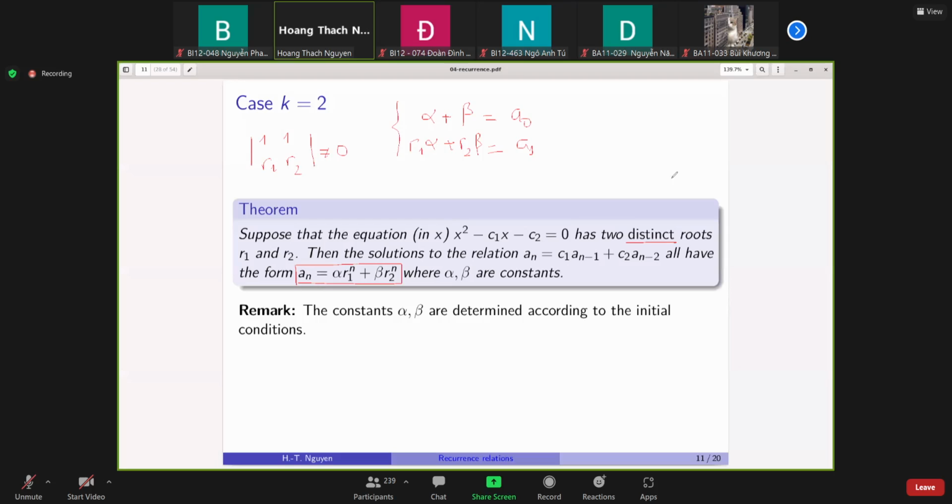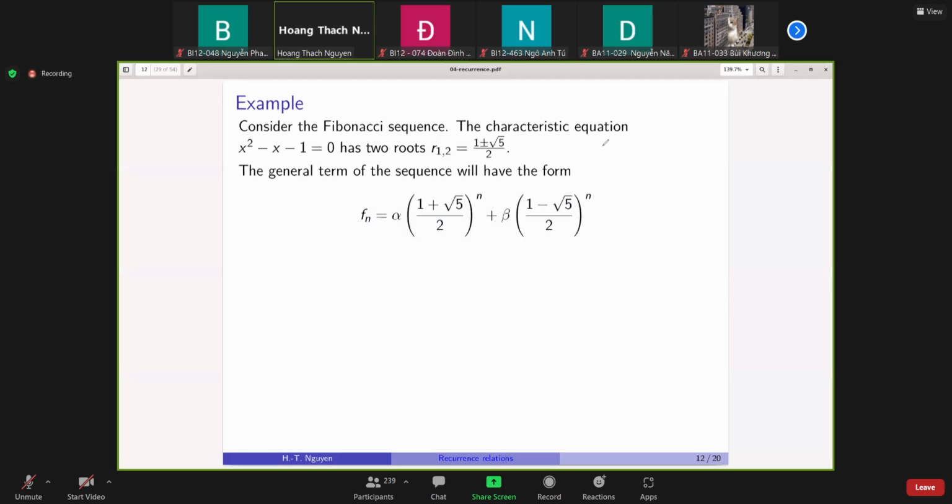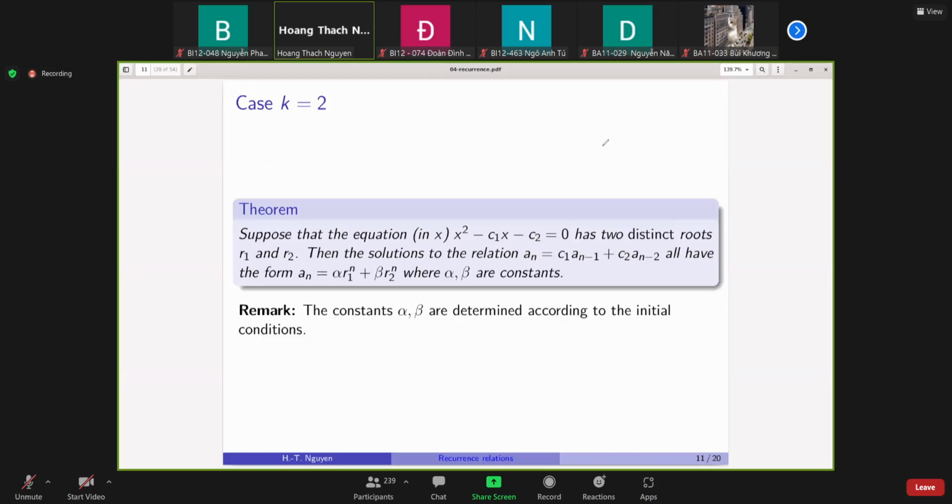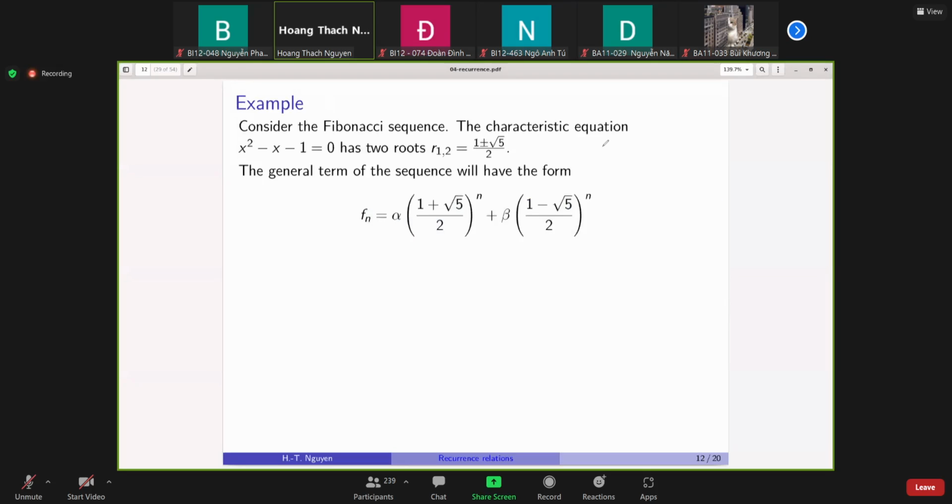Okay, so let us complete the example of the Fibonacci sequence using these results. For the Fibonacci sequence, as we have already seen, we have two characteristic roots which are different from each other. So we will look for a formula for the general term of this form here. These are our R1 and R2 here.